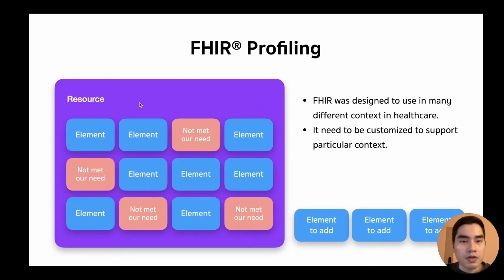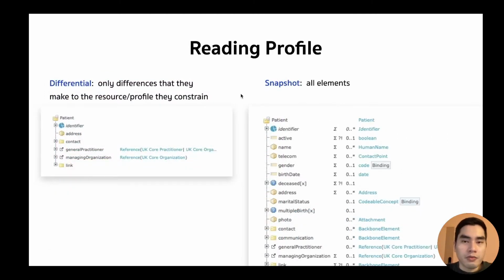Here is an example of a resource. In the resource, maybe they have several elements, right? Maybe some element doesn't meet our need. Maybe we don't want it, or maybe we want to customize some of it, and maybe we want to add some element into our resource. This is called profiling. So when we read a profile, there will be two views, differential view and snapshot view.